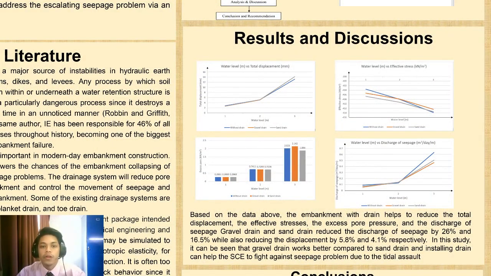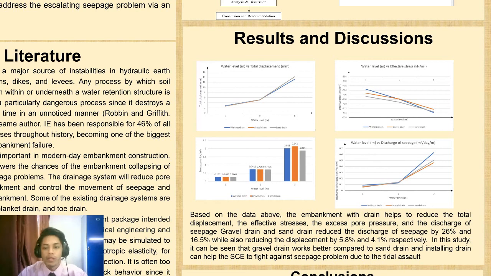Next is result and discussion. As you can see here, there are 4 graphs, which are the first one, water level versus total displacement, water level versus effective stress, water level versus excess pore pressure, and water level versus discharge of seepage. Based on the data from the graphs, the embankment with drain helps to reduce the total displacement, the effective stress, the excess pore pressure, and the discharge of seepage.